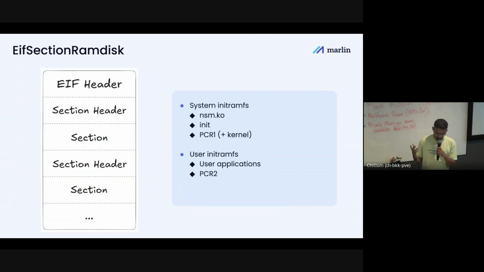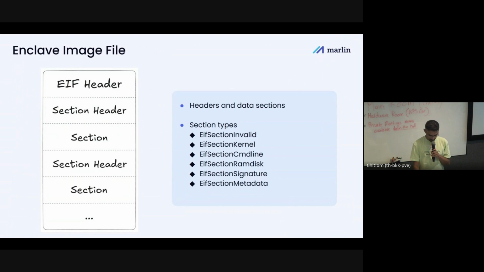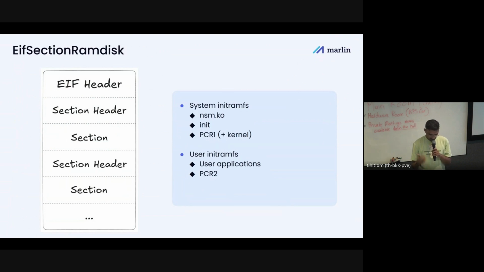The system has the Nitro Secure Module, which is what actually makes Nitro Enclaves an enclave. It also has an init program, which is what runs when your kernel boots up. The system init contributes to PCR1, or the equivalent would be an RTMR for TDX. PCR1 also includes the kernel, which is the second section that you see over here. And there's also a user init that contains the user applications that you are going to build and package into the image. All of that goes into PCR2.